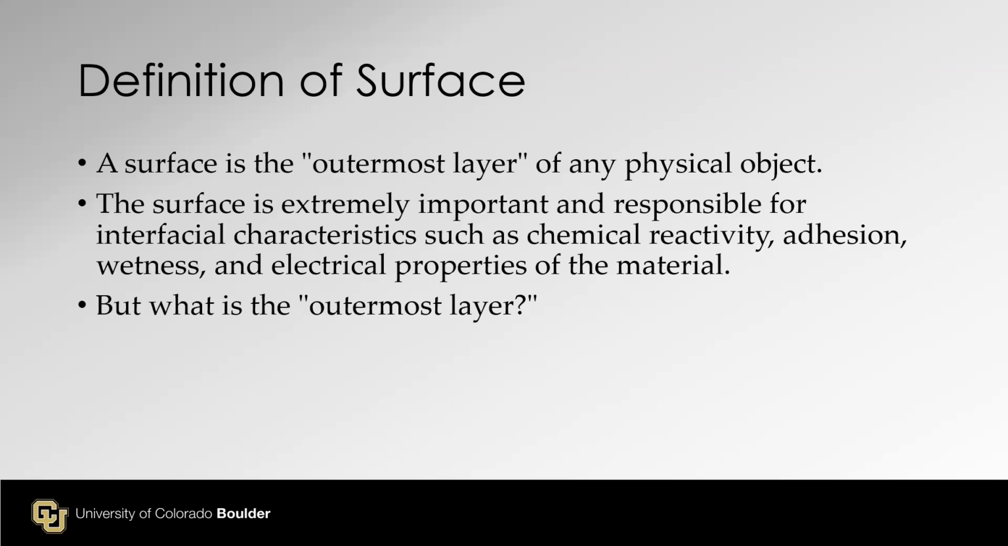So, definition of surface. A surface is the outermost layer of any physical object. And it is extremely important and responsible for interfacial characteristics such as chemical reactivity, adhesion, wetness, and electrical properties of the material. When we are in the material science research world, this is true. But what is the outermost layer? The answer would be different depending on whom you are talking to.